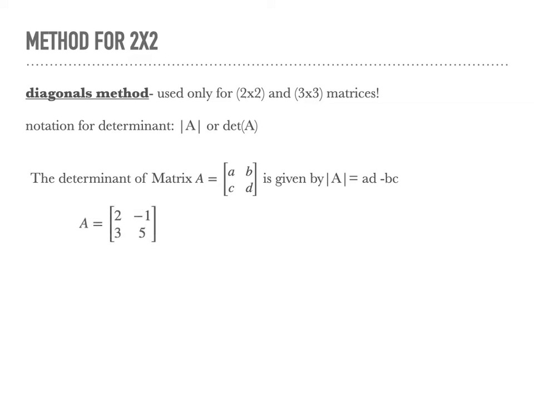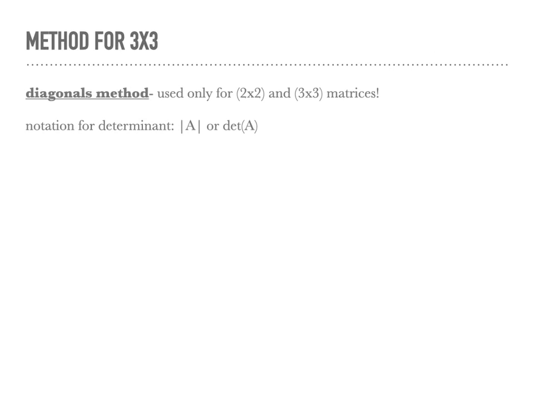So in this following matrix A, all you have to do is multiply by the diagonal. So 2 times 5 minus 3 times negative 1. You're basically just finding the difference. And we can find that the determinant of A is equivalent to 13. It's just that simple. Now let's look at the method for a 3x3.